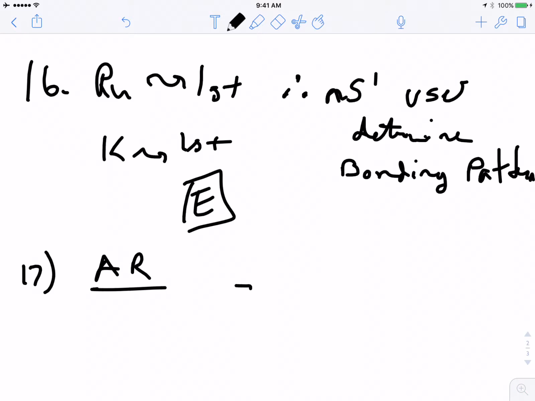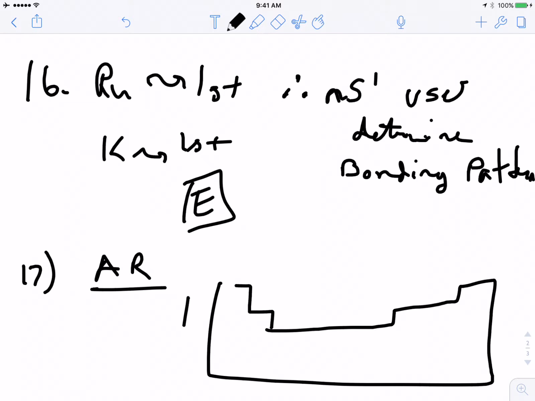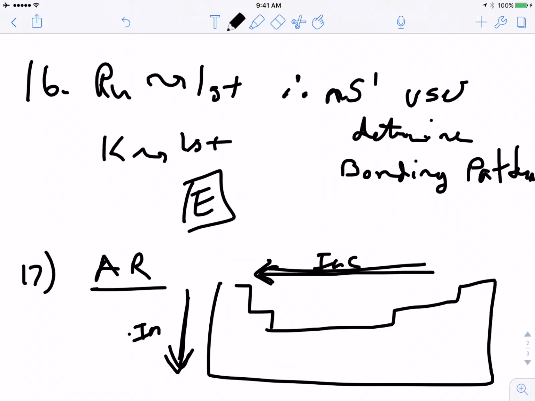17. Atomic radius. Now remember, if we look at our periodic table, atomic radius increases going this way and increases going this way, from right to left and up to down. So this is where it increases. So down here, this is our biggest and this is our smallest. Looking at our options, D is the correct answer.